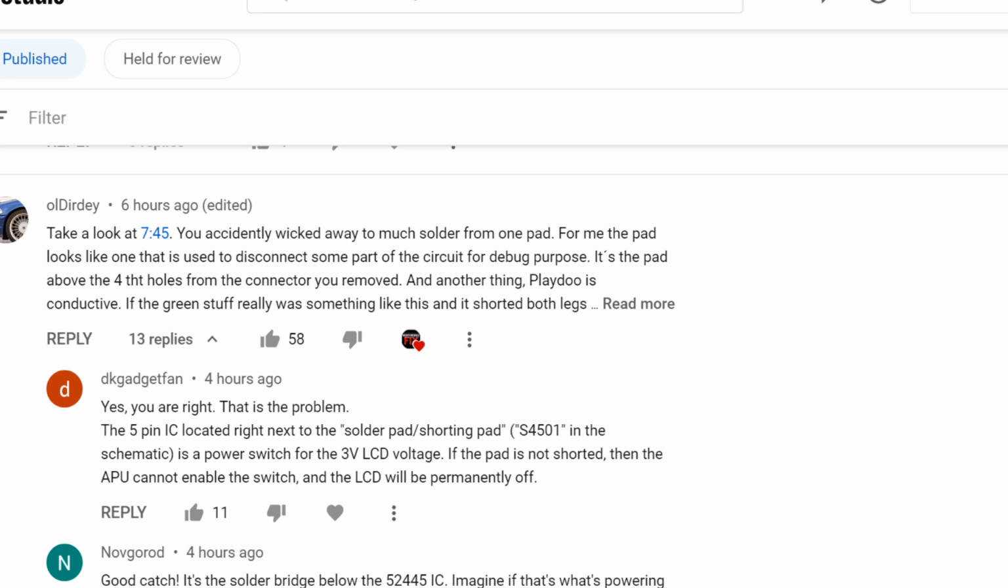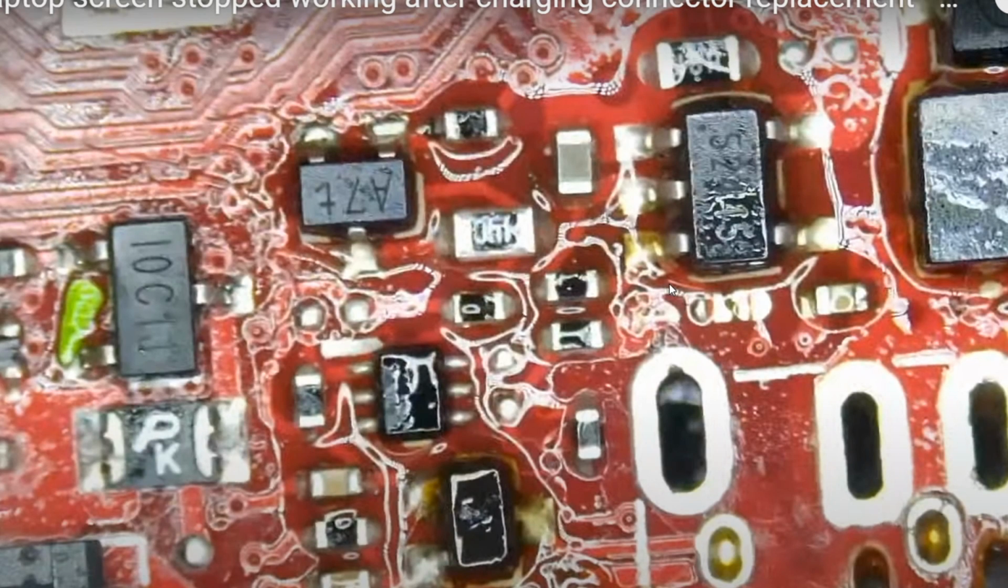Take a look at 745. You accidentally worked away too much solder from one pad. Without continuing reading the comment, I just clicked on the 745 to see what's going on at 745. If you look here, and I do not know if you can see my mouse cursor on the screen, but you see something here, right over the first hole on the left, right over it. The viewer said that I may have wicked off solder from here. This was bridged, and I may have wicked off that solder. Now this is very close to the pin, so that's possible.